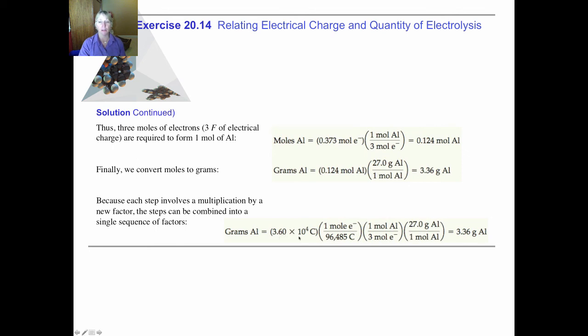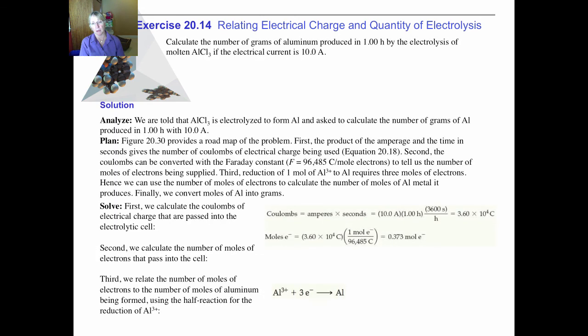So there's a variety of factors that you can see right here. We get charge, turn it into moles of electrons. We use stoichiometry to predict the moles of aluminum, and we take the molar mass of aluminum to turn moles into grams. Sometimes your problems will go backwards, give you the amount of grams that was plated out, and ask you to go backwards and calculate perhaps how long that would take if you knew how much the amperage was, for example.